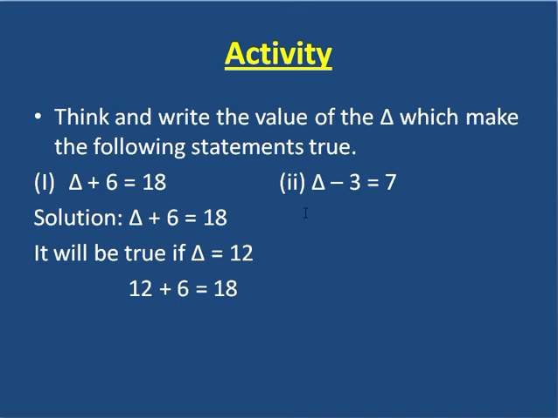Now students, you have to do question number 2 by yourself. This is blank space minus 3 equal to 7. Now what number will come in this blank space to make it true? You have to solve it by yourself.